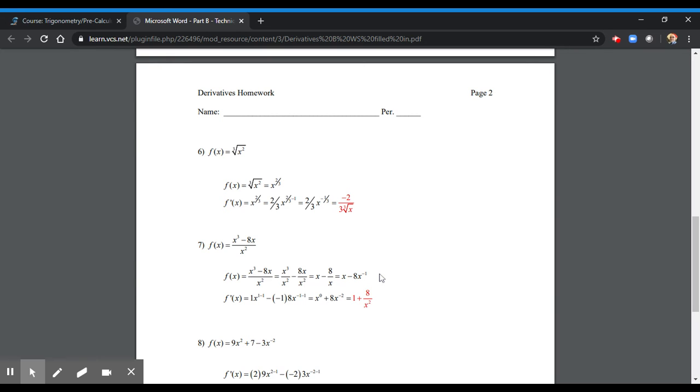Now I can take the derivative of that. The derivative of x is just x to the 0, or just 1, minus, here I'm going to take the negative 1 in front. Negative 1 times 8 times x to the negative 1 minus 1. I'm sorry, negative 2. So I have x to the 0 plus 8 times x to the negative 2 is equal to 1 plus 8 over x squared.